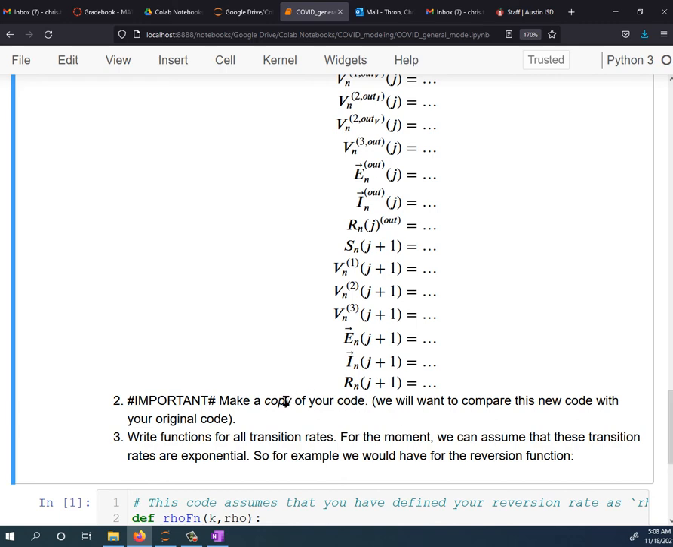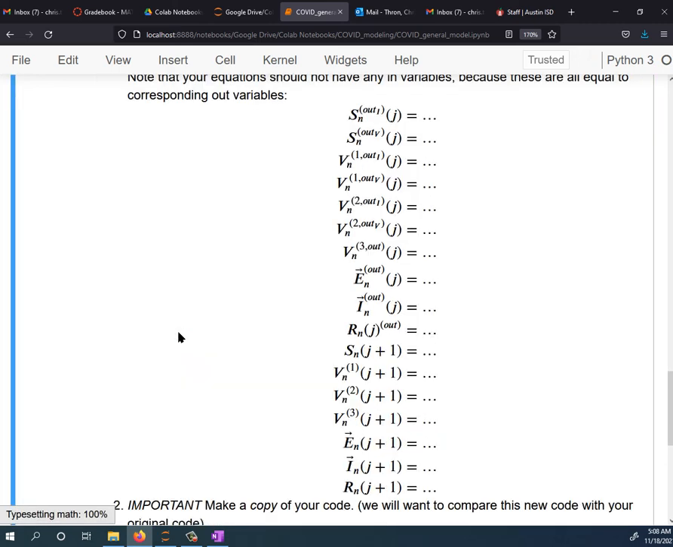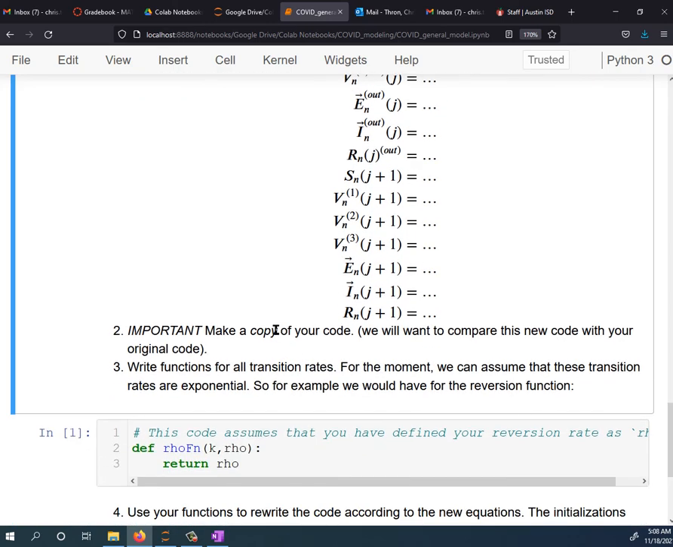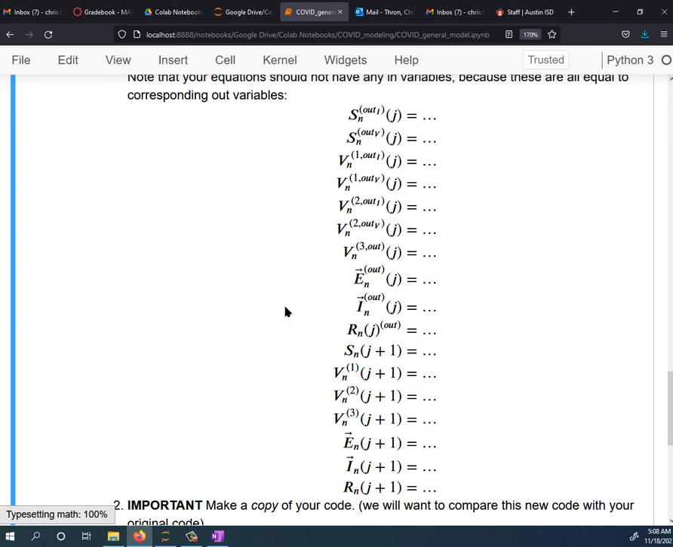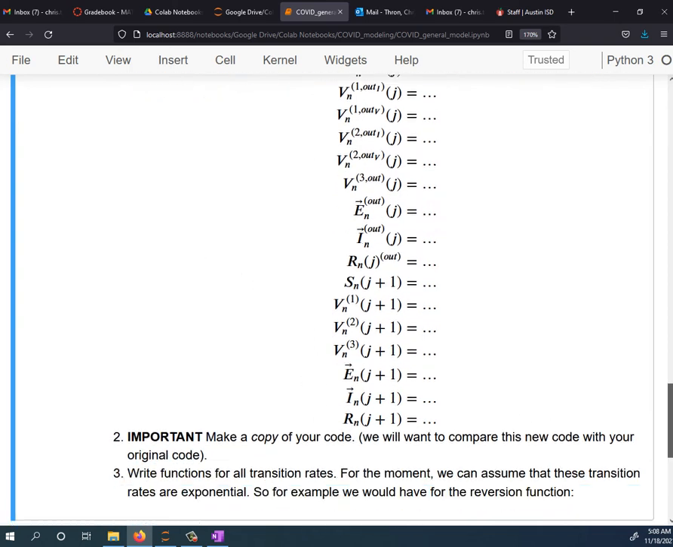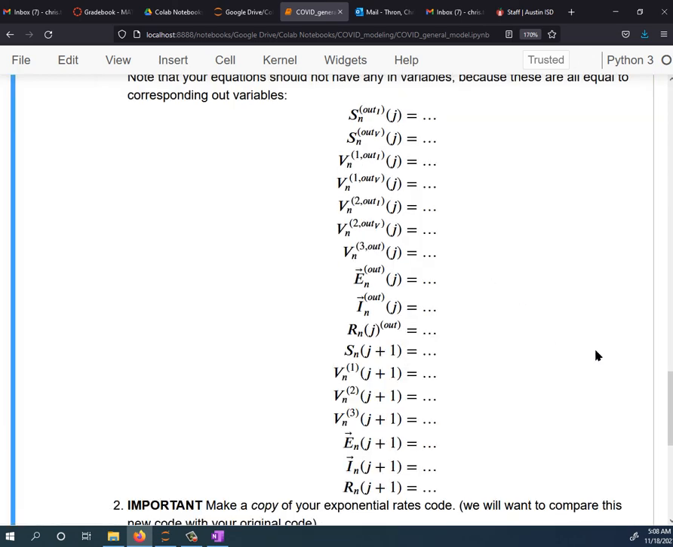Now for number 2, I want to emphasize this because this is important. I think that this will give me bold. So make a copy of your code. I want to make that bold, so I think what I need to do here is I go 2 stars. Let's see if that helps. You don't want to lose your previous code. So here, when I say make a copy of your code, what I mean is your exponential code. Make a copy of your exponential code. I want to compare the 2 codes.